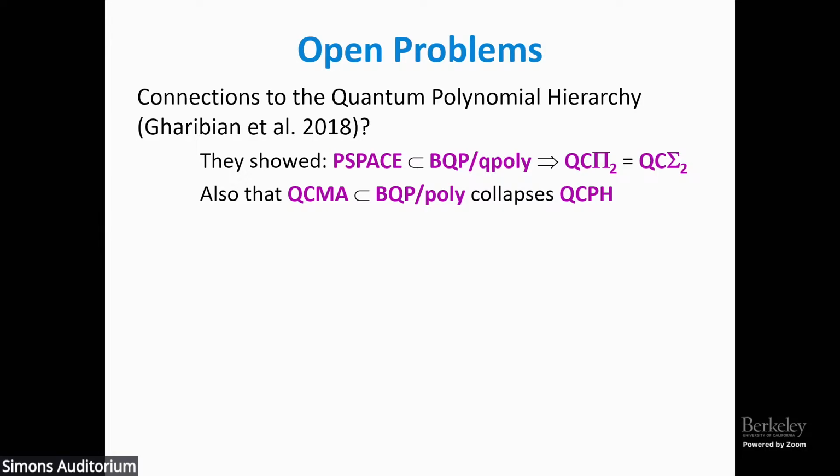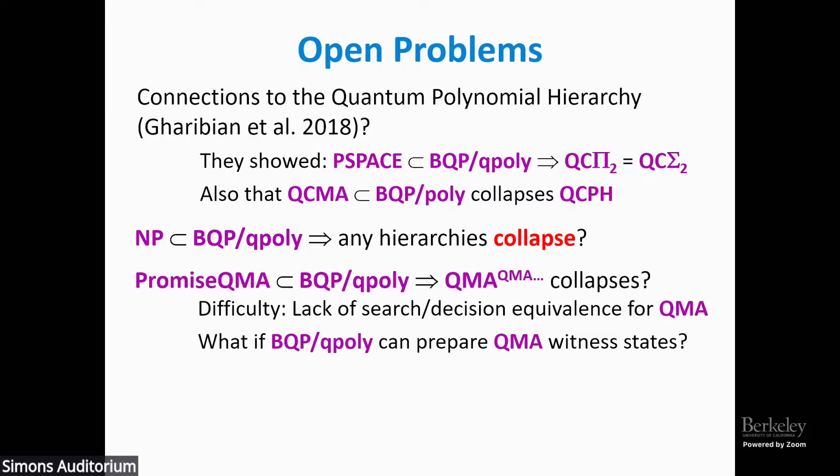Like if PSPACE is in BQP/qpoly, then QC Pi 2 equals QC Sigma 2, so you get this collapse. They also showed that if QCMA has small quantum circuits, then the QC polynomial hierarchy collapses. But can one relate the results that I showed to those results? If NP is in BQP/qpoly, does that literally collapse any hierarchy? I don't actually know. If PromiseQMA is in BQP/qpoly, does that collapse the QMA hierarchy?